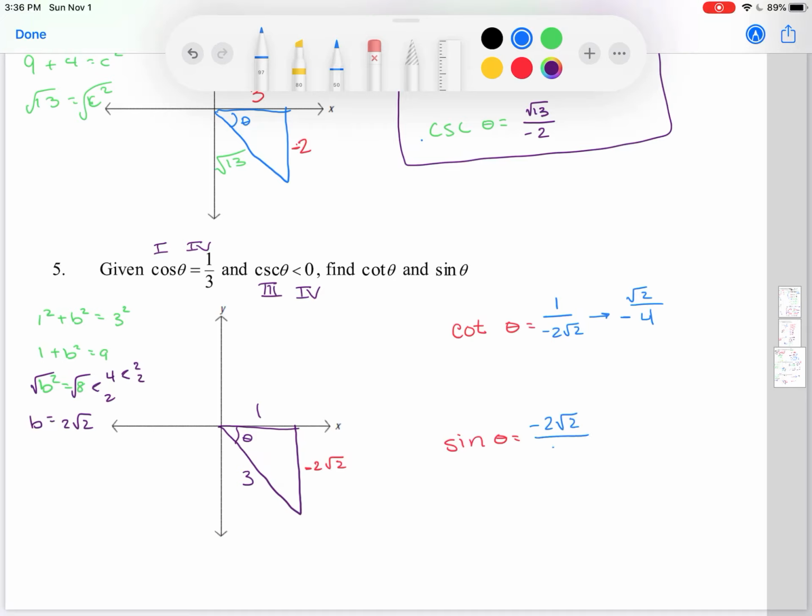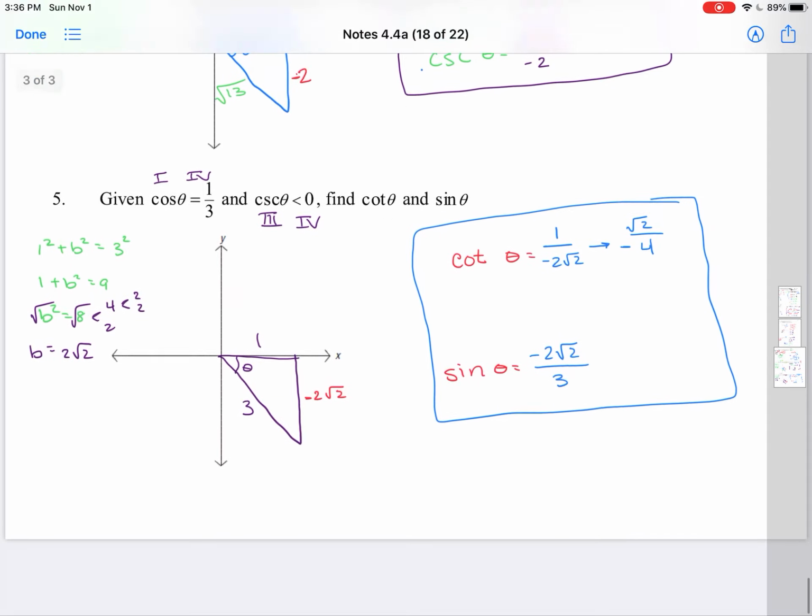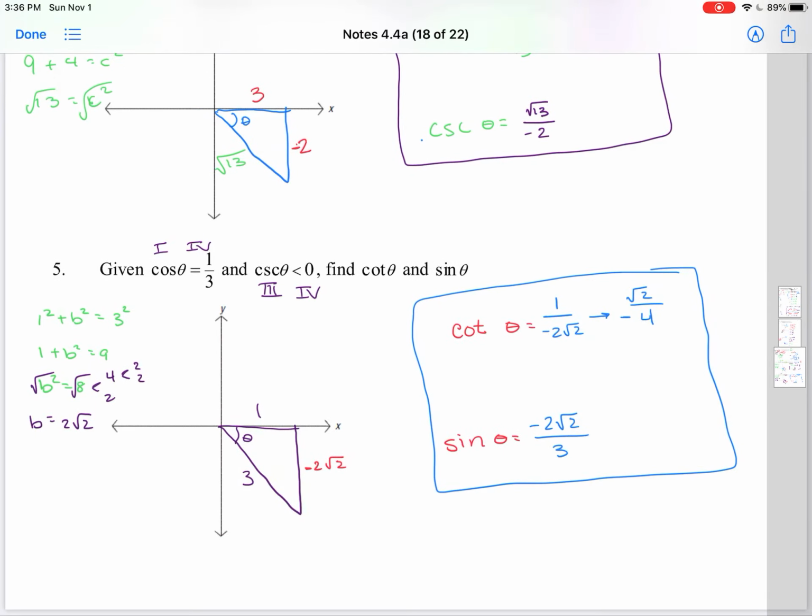Okay. For your sine of theta, we're going to do our opposite again, negative 2 root 2 divided by our hypotenuse, which is 3. Always make sure you're checking which ones are positives, which ones are negatives. You have all of that information on that front page of the notes. And that is all for section 4.4a.